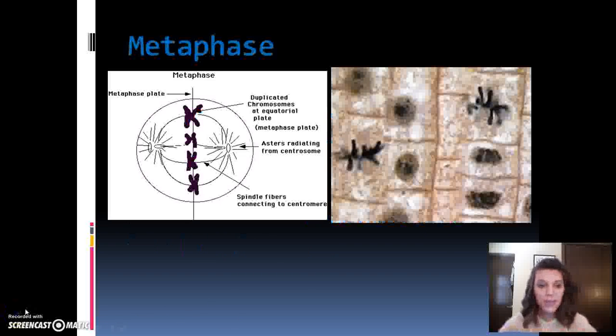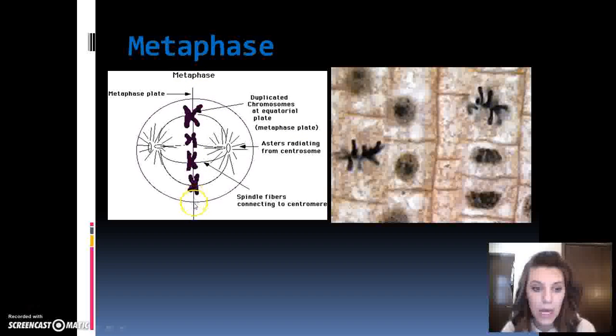All right, so here's a picture of a beautiful metaphase cell here. So we have our chromosomes lining up along the middle. And notice here they are lined up in a single file line. Okay, so those chromosomes are going to line up on the equator in a single file line.